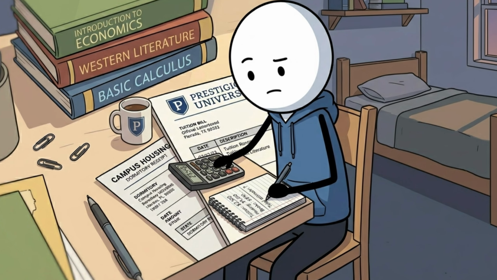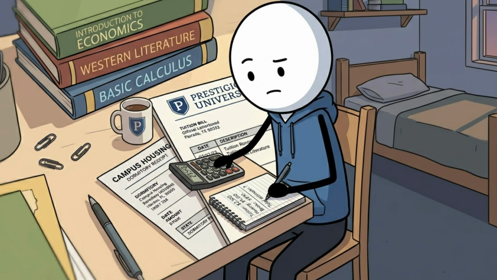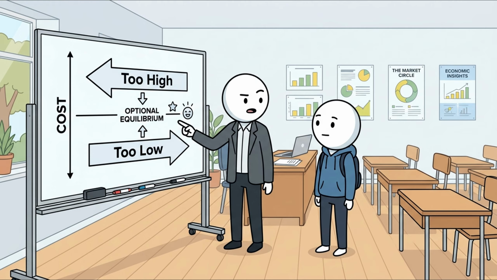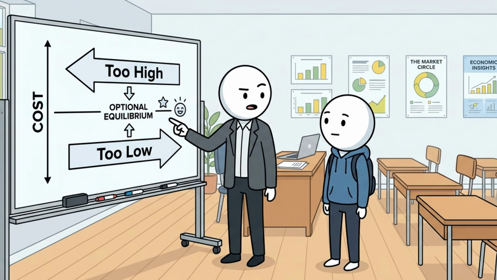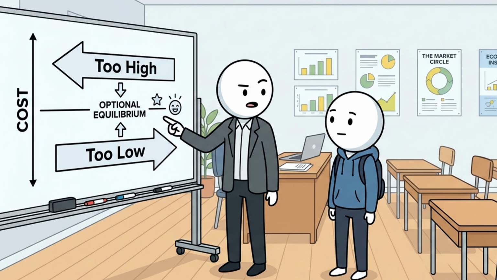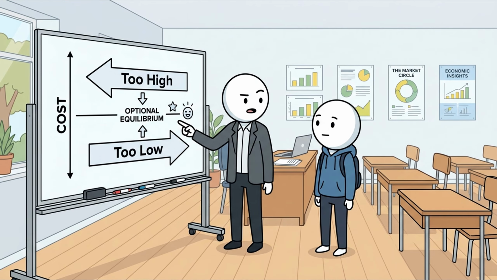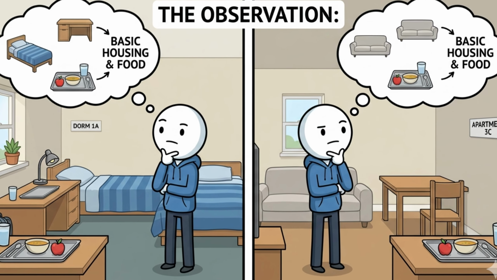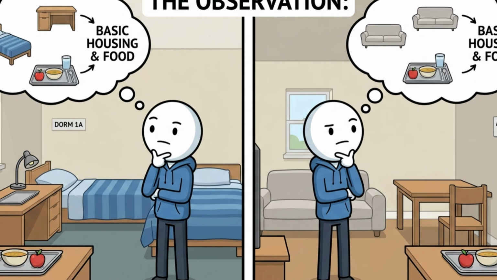Let's look at a practical example. Suppose John is considering going to a prestigious university. He looks at the obvious costs: tuition fees, the price of expensive textbooks, and the cost of his dormitory room. If he adds these up, he gets a large number. But an economist would tell John that this total is both too high and too low.